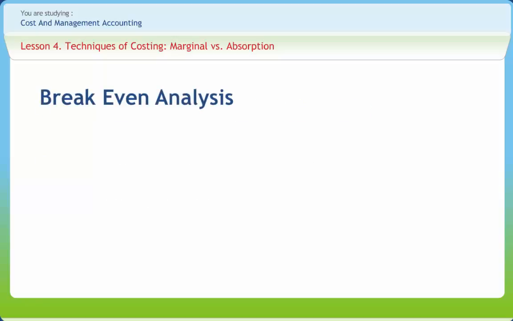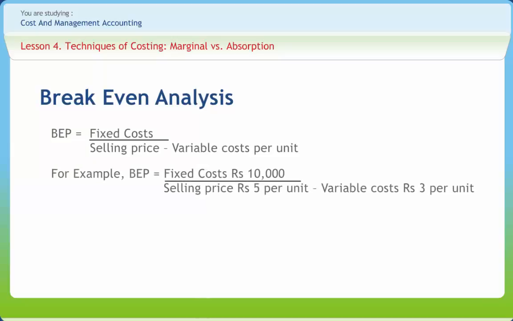Break-even analysis examines the relationship between the total revenue, total costs, and total profits of the firm at various levels of output. It is used to determine the sales volume required for the firm to break even and the total profits and losses at other sales levels.